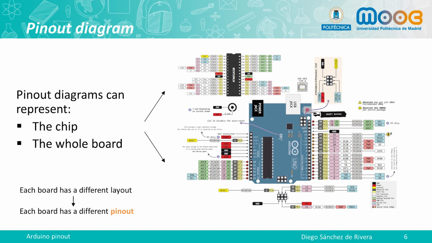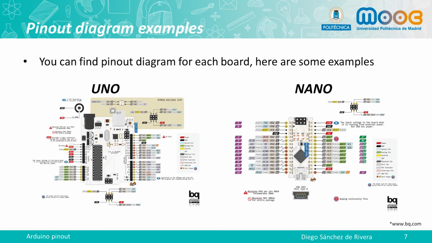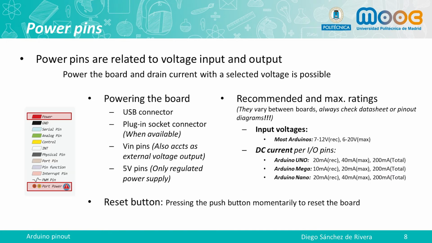As each board has a different layout, each board will have a different pinout. Looking for the model of the Arduino you are interested in on the web, you will find the pinout diagram. These are some examples for the Arduino Uno and the Nano. The diagram often includes more practical information about the use of the selected pins. Pins can be divided based on their functions. Now I will review the most important pins that we can find in every board.